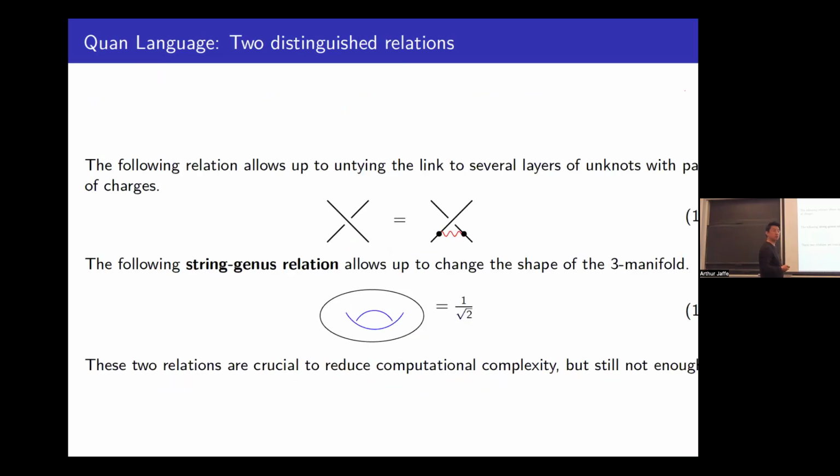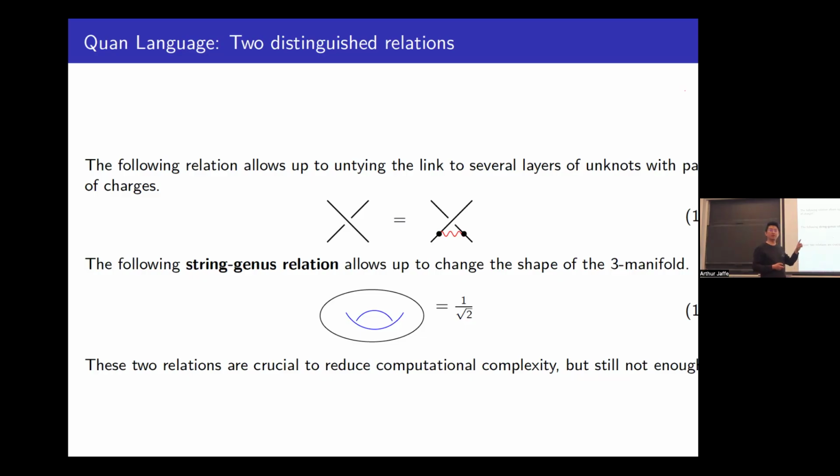So those are the local relations we can use. Now, what is really special in this Q language are two relations. The first one is that when we change the gradient from positive to negative, we get a pair of charges. And we know the charge can move freely up to a phase. So the charge will have the lowest computational complexity, and then the braid.